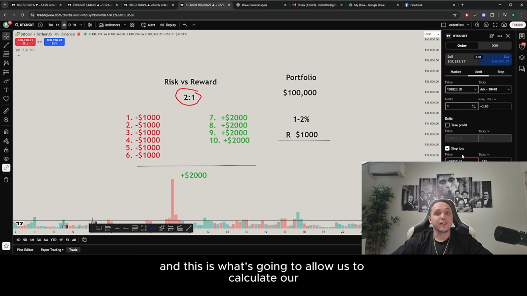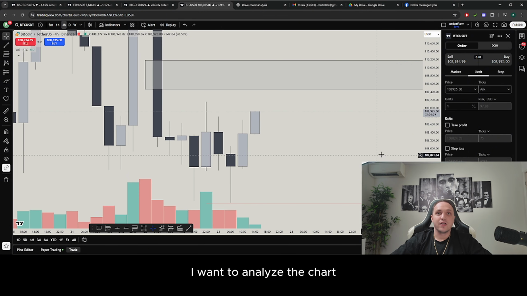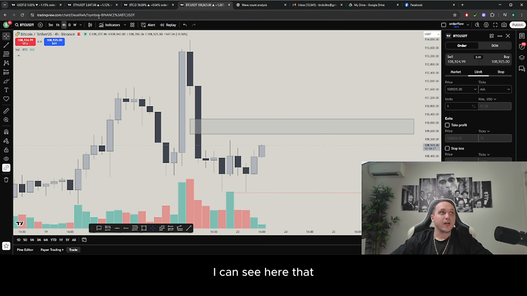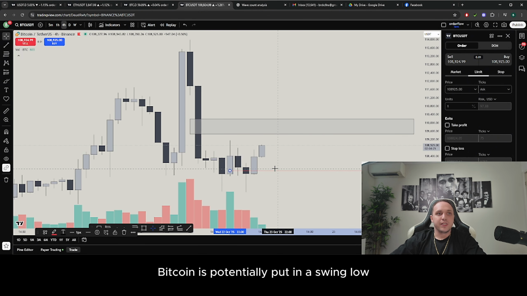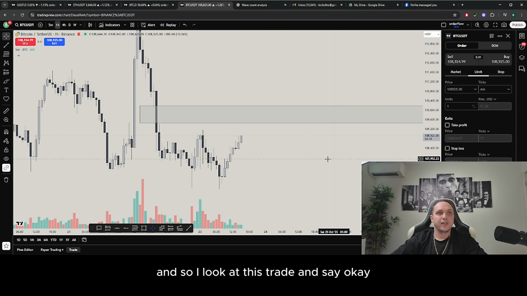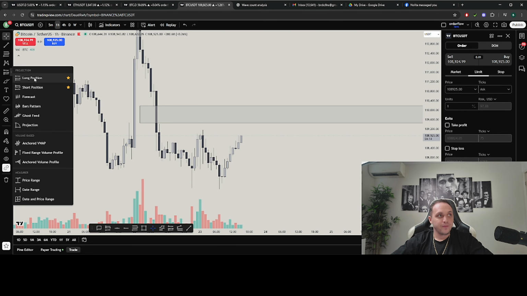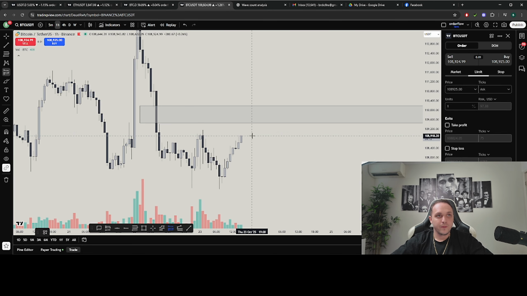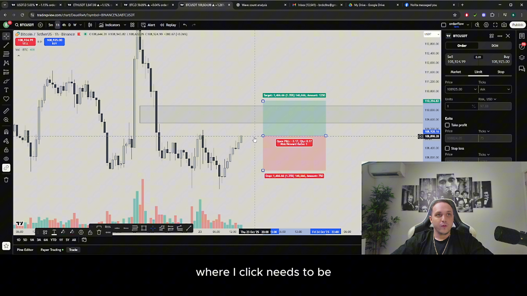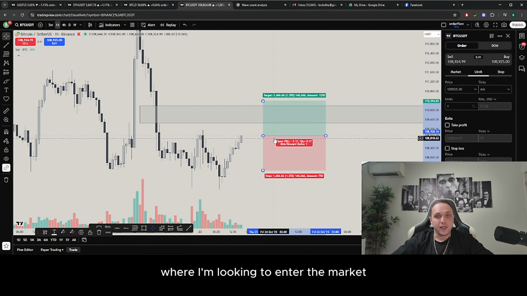So before I look at placing a trade or doing anything, I want to analyze the charts. I can see here that Bitcoin has potentially put in a swing low and might be drawing towards this fair value gap through here. And so I look at this trade and say, okay, well, we might be going to this fair value gap. I want to go to the left hand side and click long position. Where I click needs to be where I'm looking to enter the market. This is going to help me calculate my R.